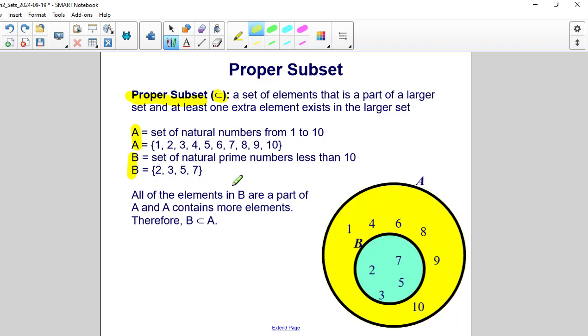All the elements of B are a part of A, and A contains more elements than B. Therefore, B is a proper subset of A. And again, we see this in the picture here. All of the elements in B are also part of A, and there are more elements in A than in B, so B is known as a proper subset.